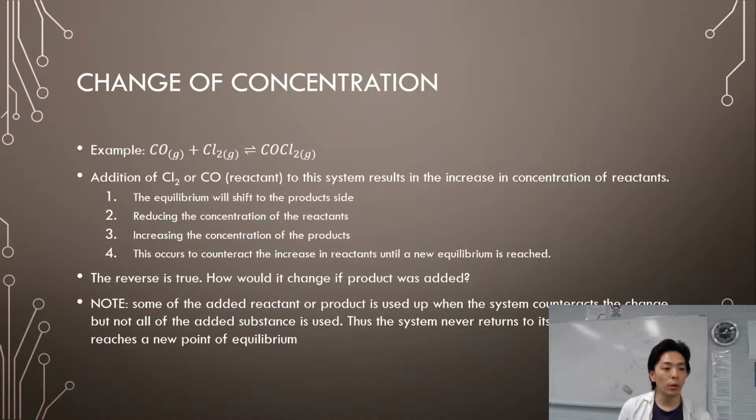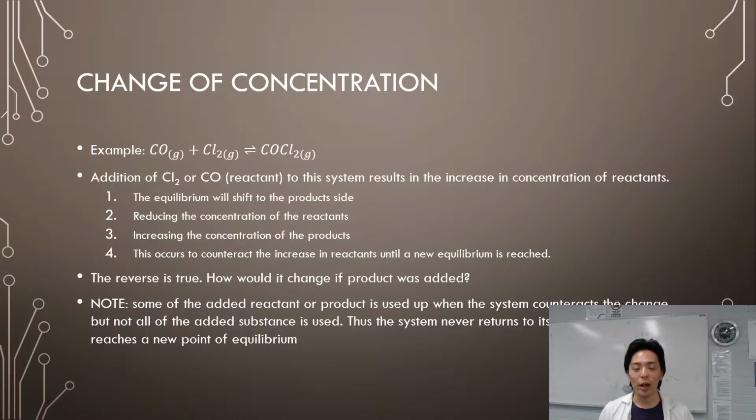So slide 22 is about change of concentration. Picture this: you've got a chemical reaction that has reached equilibrium, and now you are changing the concentration of either a reactant or a product. In this example, you've got 3 gases, so 2 reactants, which are carbon monoxide gas and chlorine gas, and from that you can get COCl2. Don't know what that's called.